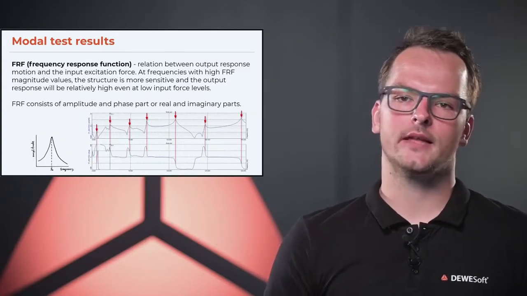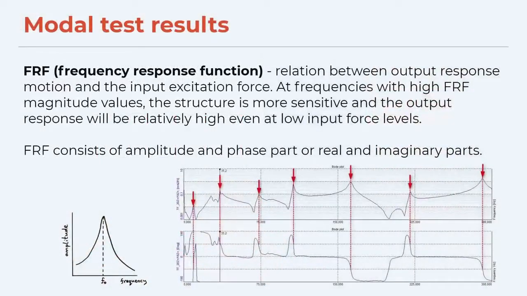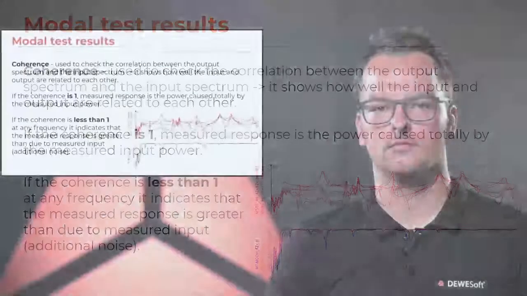At frequencies with high FRF magnitude, we can tell that the structure is more sensitive and the output response will be relatively high, even at low input force levels. The FRF is a complex vector, so we have information about the amplitude, phase, and real and imaginary parts.